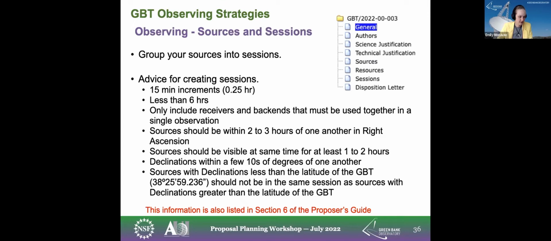And this is general advice, just based on some things that we've seen. We've seen some people put all their sources into one session. That's pretty hard to schedule usually, depending on how many, or they make each source one session. So it's really good to try to group your sources together to get them to be easily schedulable. It may make sense for your science to put each object in a session, but often you do want to combine things together.